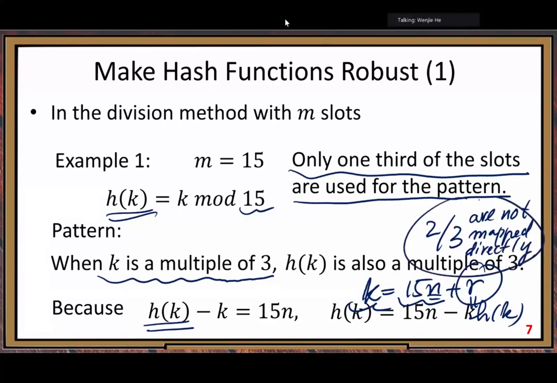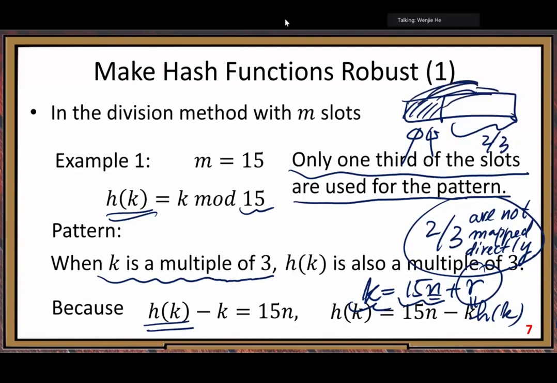What happens next? That means you have a lot of collisions. The slots are only 1/3, so you map all your data to this 1/3, and 2/3 are not mapped directly. Then you need to resolve all the collisions and move all the elements, so you need to do a lot of work. That means it will be very slow. You need to spend a lot of time to resolve a lot of collision problems. So it's not a good method. All right, let me stop right here.